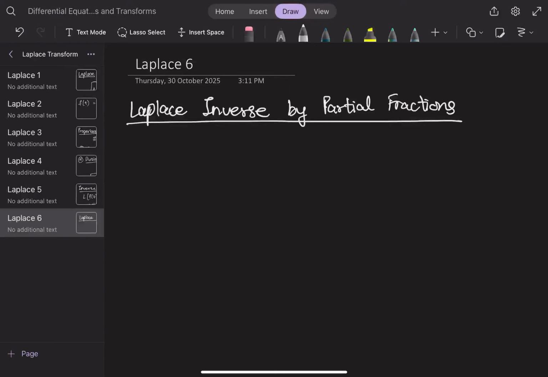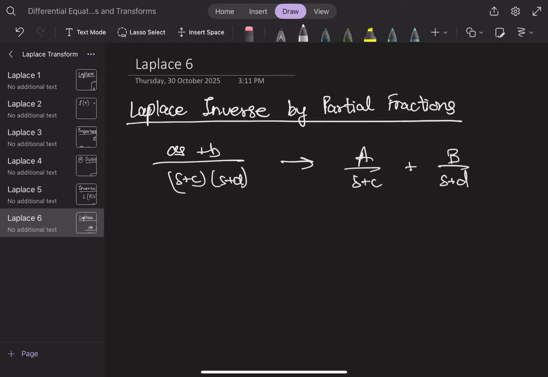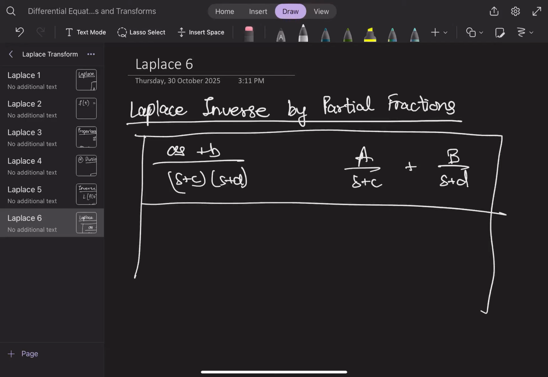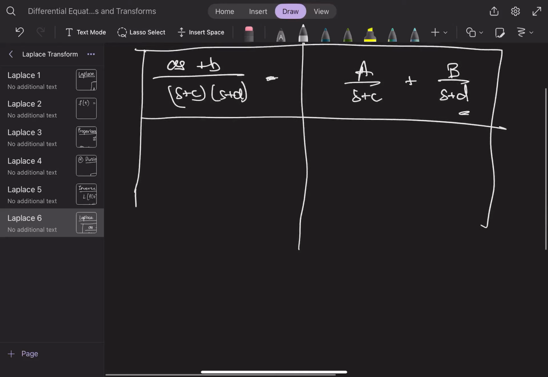Guys, let's continue. So today our topic is Laplace inverse by partial fractions. For those of you who don't know, partial fraction is when we break something like this into two parts, like a upon s plus c plus b upon s plus d. So I'm gonna make a table so that you guys know how to break the fraction. So if it's like this, you're gonna break it like this. So if you have the actual factor inside, then you can directly break it into two parts.